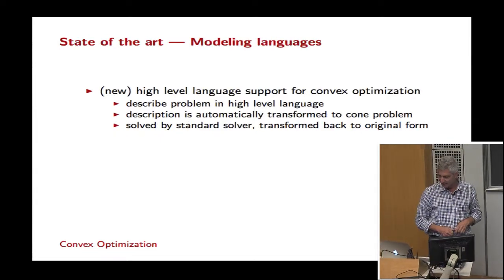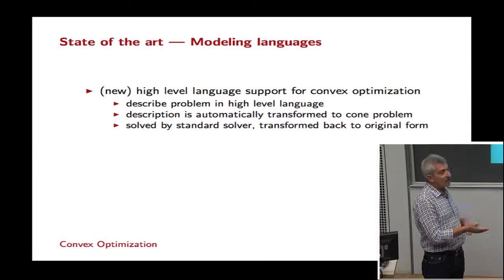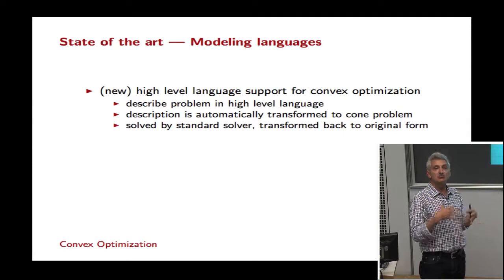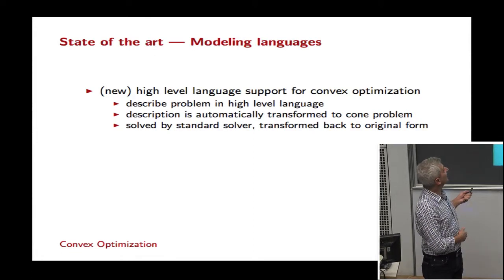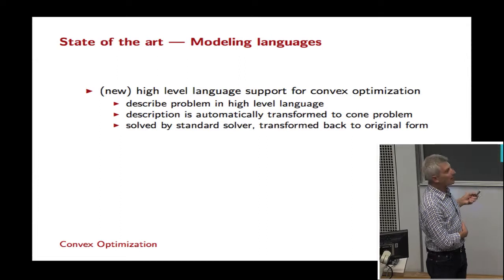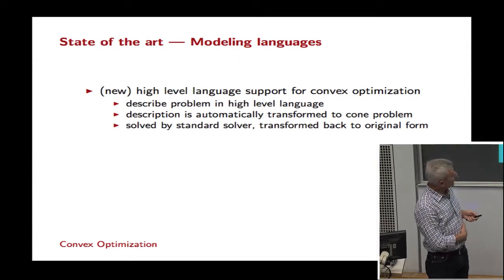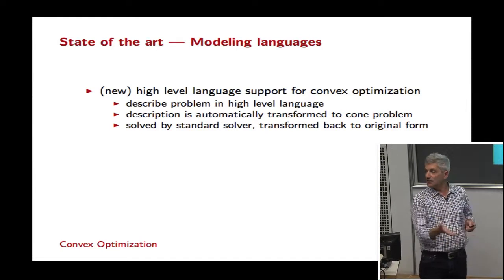So anyway, just to make it clear. Okay. What has come along, again, an old idea, but something relatively recent, meaning in the last 5-7 years, is the idea of modeling languages for convex optimization. The idea is you describe a problem in a high-level language, and then you automatically transform that to a standard problem, and then you solve it, right?